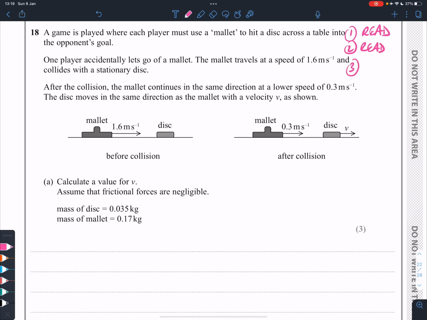Then we're going to draw it. Then we're going to put everything we know about it. And then we're going to have a look at a process that takes us from what we know, the known, to the unknown.